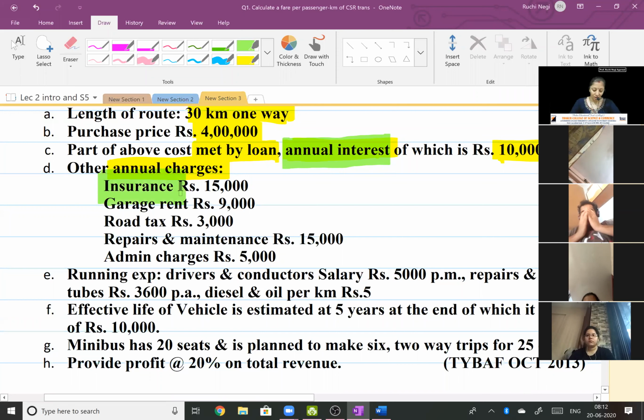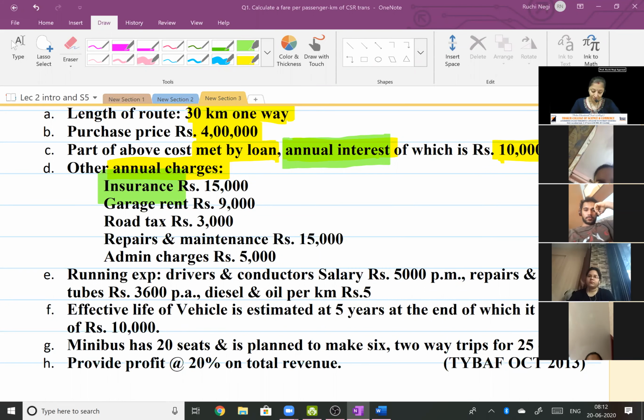Next, what about garage rent? Garage rent is which cost as per CAS 5? Fixed. Very good, students. Next, what about road taxes? Very good. Fixed cost. So whatever is fixed cost, I'm putting it in green.